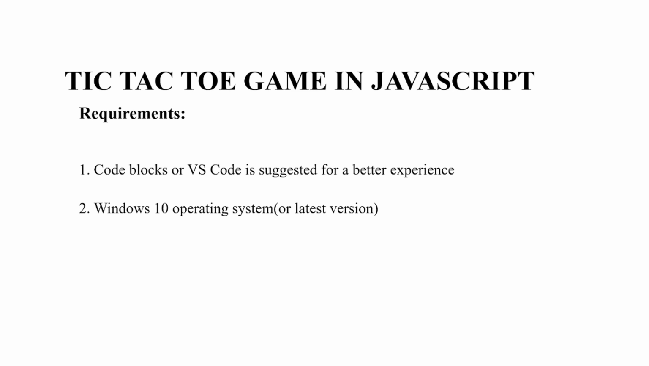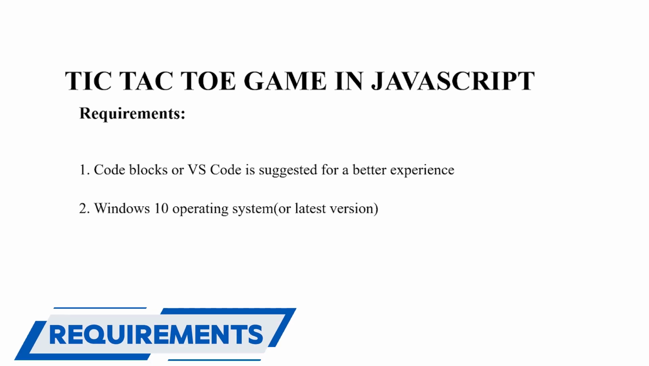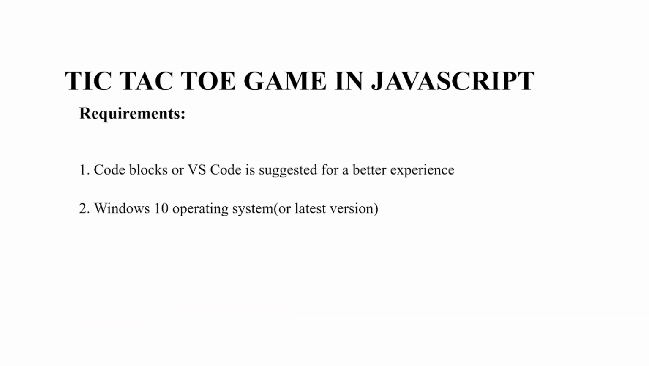Today we're going to make a C++ project on the topic Tic Tac Toe game. So let's see the requirements. First, you require a text editor where you're going to write your code because you are going to create 3 files. One is HTML, CSS and one is JavaScript.